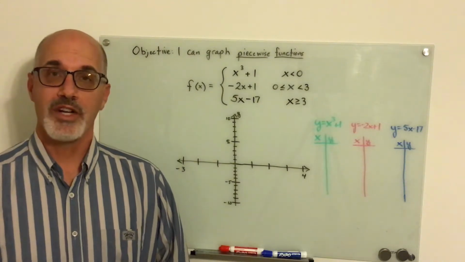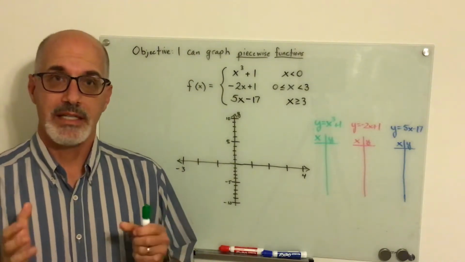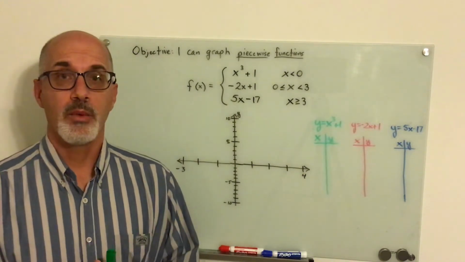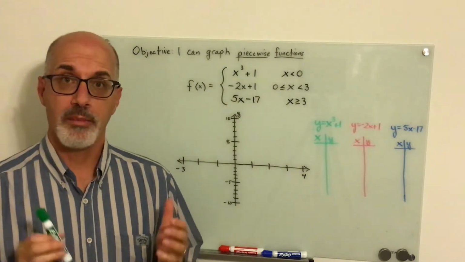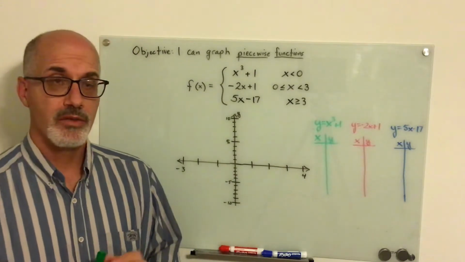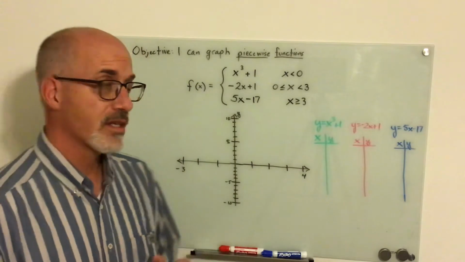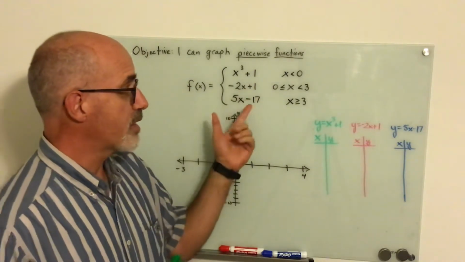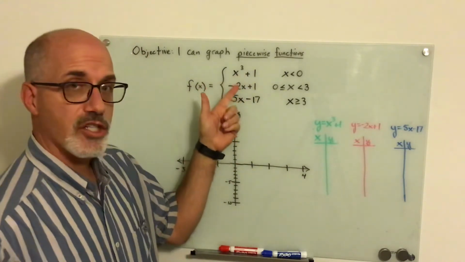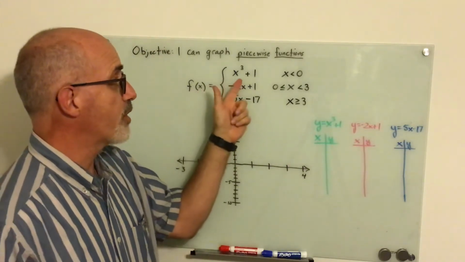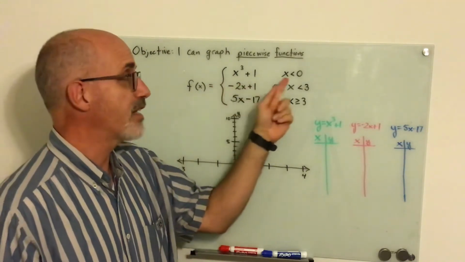When working with functions, we can take different functions and put them together in pieces with different domains, and it's called a piecewise function. So our objective here is that I can graph piecewise functions. What I want you to do is notice here that we're given in this function 3 different rows, and on each row there's a rule defined and a domain.